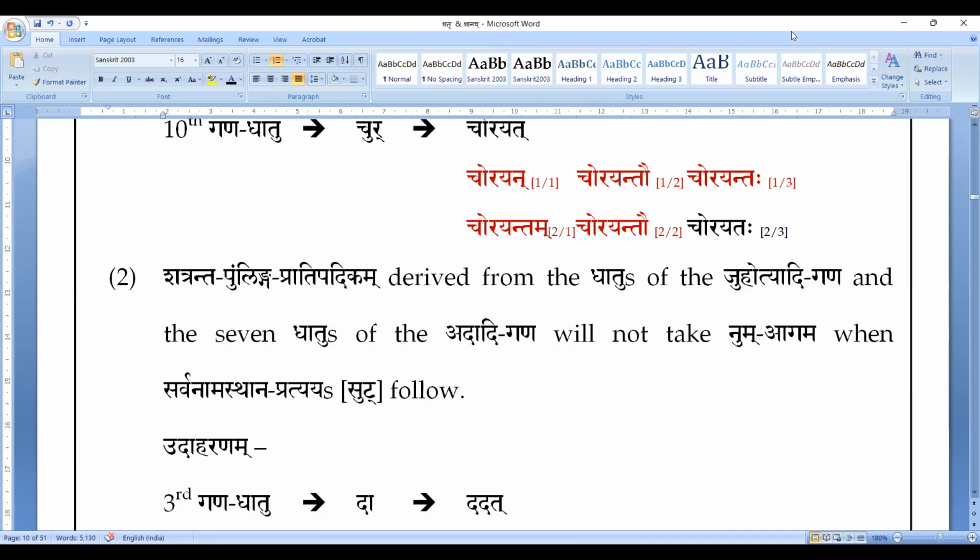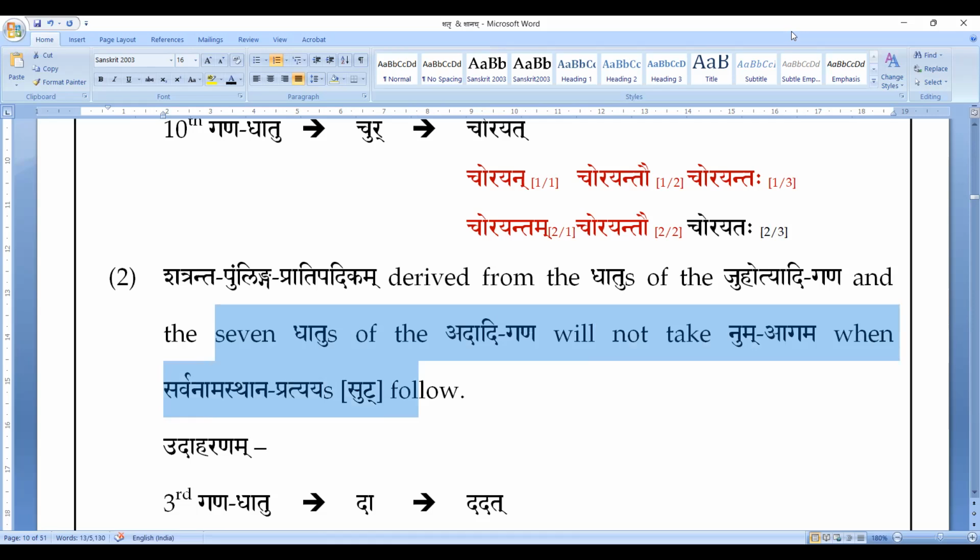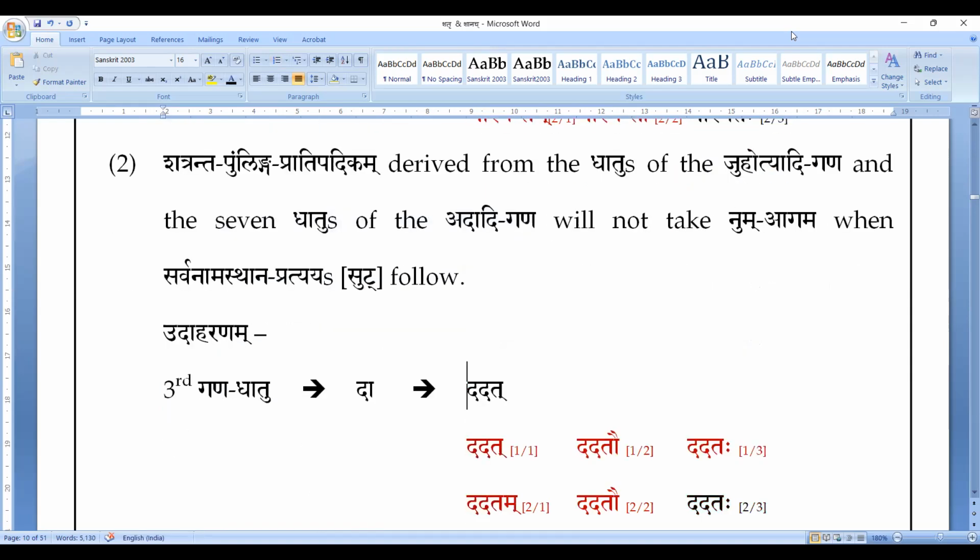What are the seven Dhatus? You will see one by one. You have to see all the Dhatus. They will not take Num, please note, when followed by Sarvanamastana Pratyaya. Example, let us take third Gana. I'm just taking da dhatu because this is a famous dhatu, da dhatu.